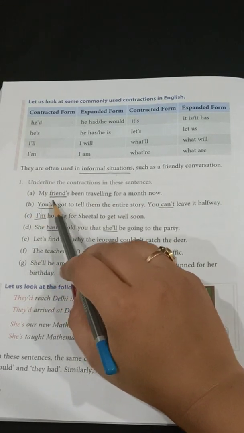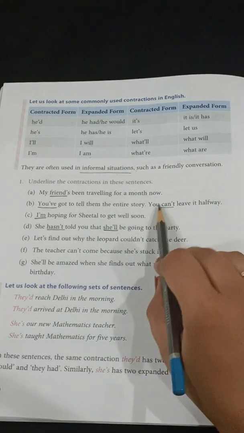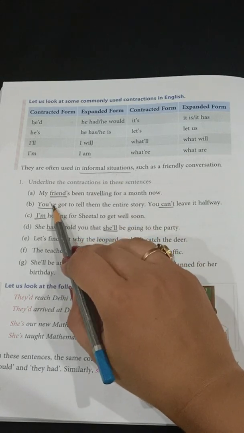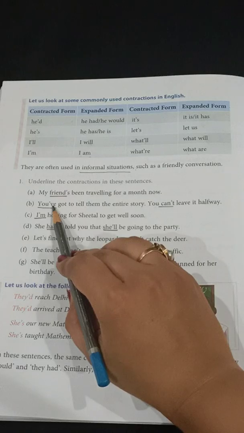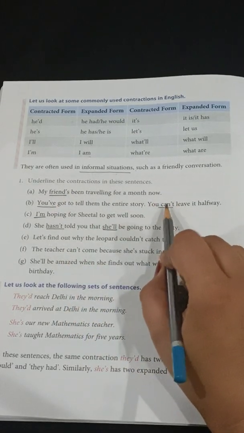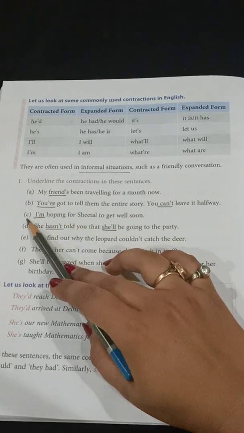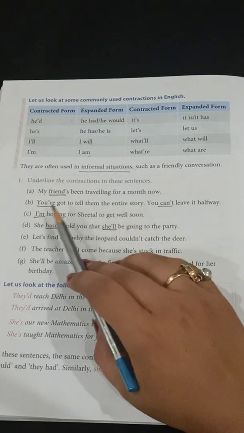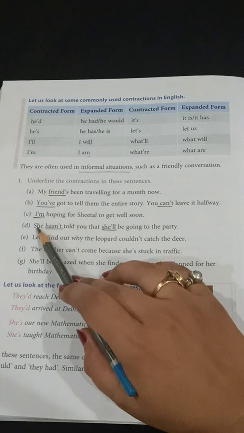B. You have got to tell them the entire story. You can't leave it halfway. You've. That means you have. So this is the contraction here. And here can't is the contraction. Cannot and can't. C. I'm hoping for Sheetal to get well soon. I'm is the contracted form here.